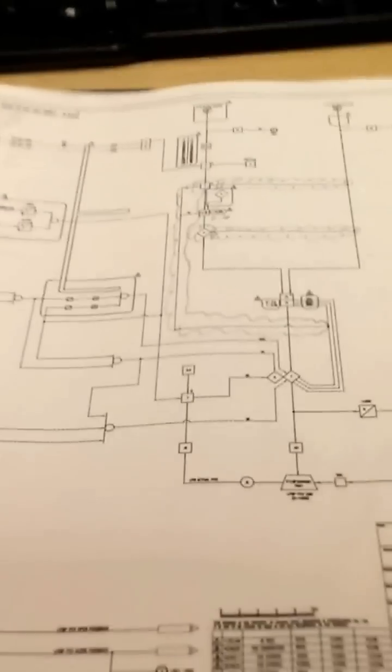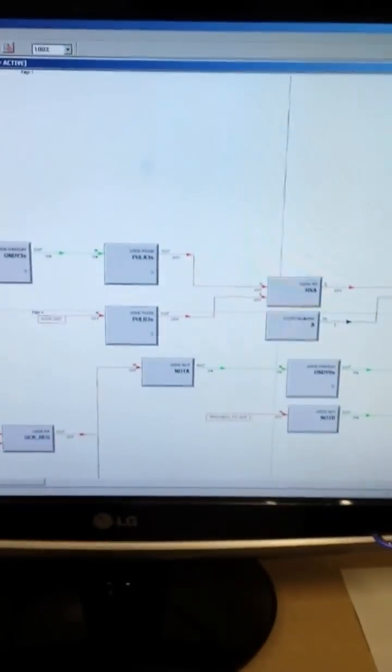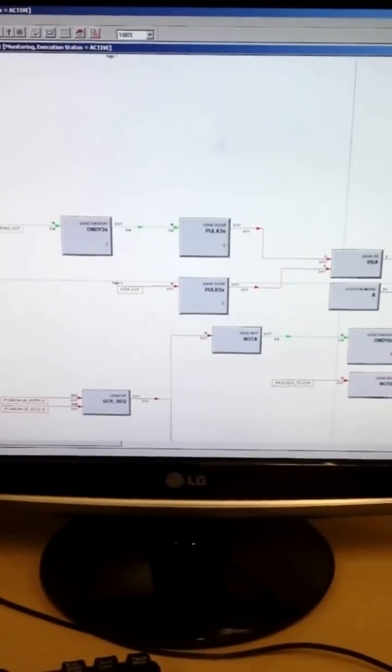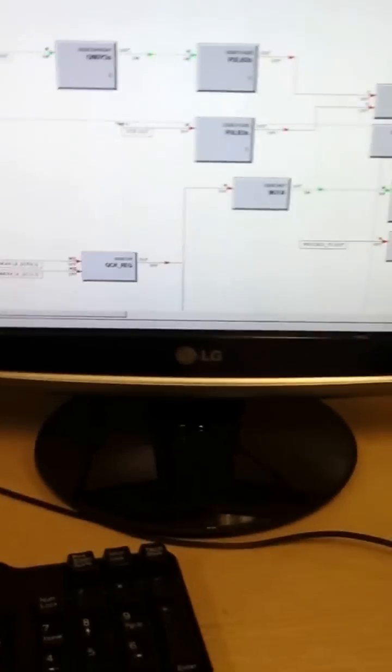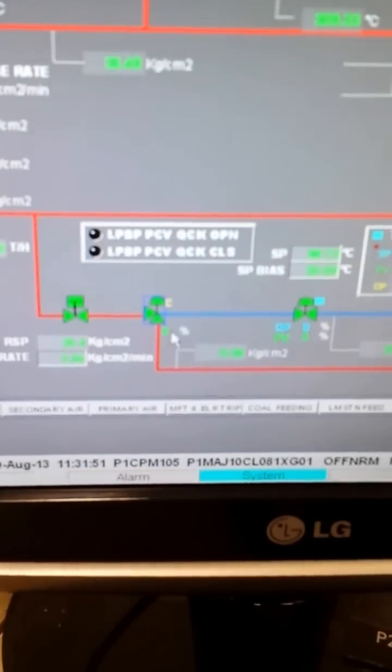So I will talk about control loop and implemented logic on the DCS, on the control system. We will take an example of an equipment which is a control valve. So let's take an example of this control valve here.